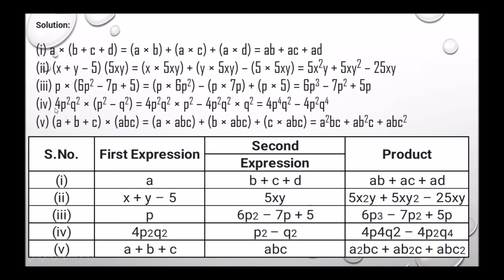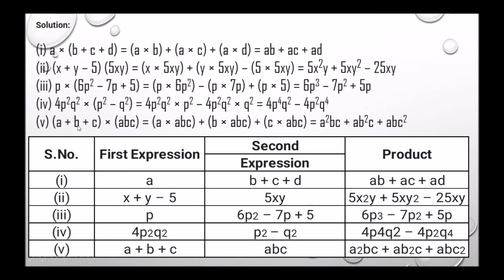Next, 4p square q square into p square minus q square equals 4p square q square into p square minus 4p square q square into q square. We will get 4p raised to 4 q square minus 4p square q raised to 4.